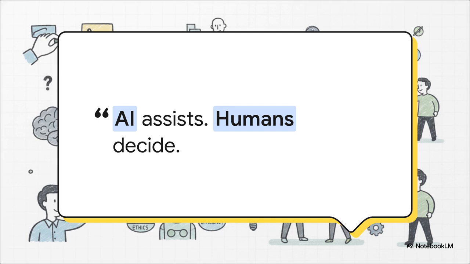The AI is your assistant. It's a highly capable, incredibly fast runner in your relay race. But make no mistake, you are the captain of the team. You are the one who decides what the race even is, and you are the one who decides if the final result is actually a victory.